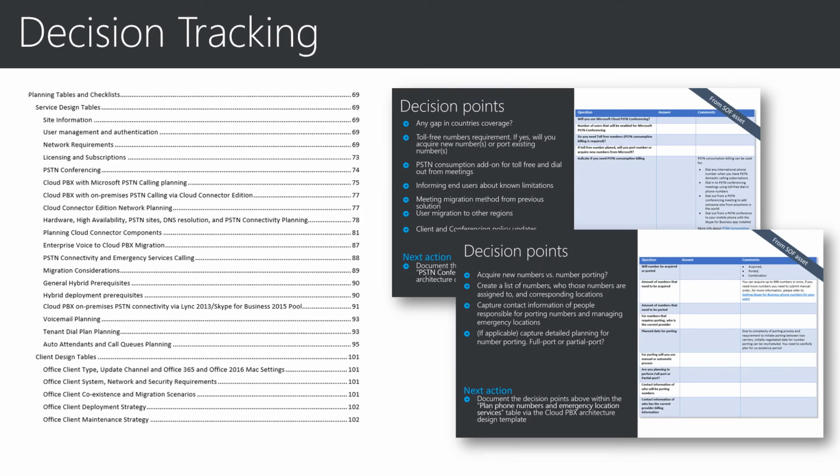At the end of the document, we have placed the planning tables and checklists where you may capture all the information and decisions that are being made during the workshops. The structure of the decision tables is very similar to the planning sections, allowing you to work only with the tables that are relevant to your specific scenario.